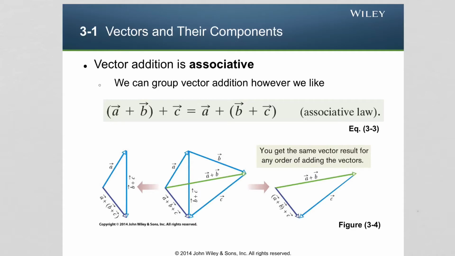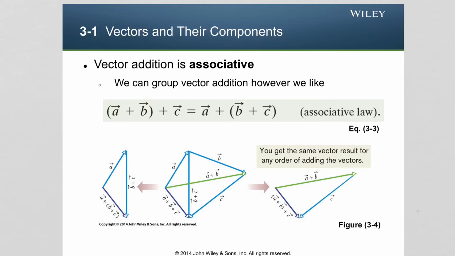So for example, if I'm adding vectors a, b, and c, when I add a and b first and then add c to that sum, I'm going to get the same result as if I add b and c first and then add a to the result. And so the drawing right here on the bottom shows us this. So here we have a and b added together, that gives us a plus b. Then to that we add vector c using the tail to head rule. That gives us the resultant vector of a plus b plus c.